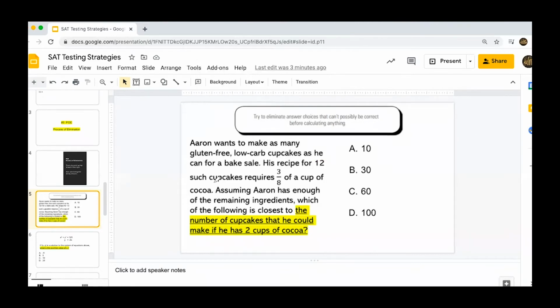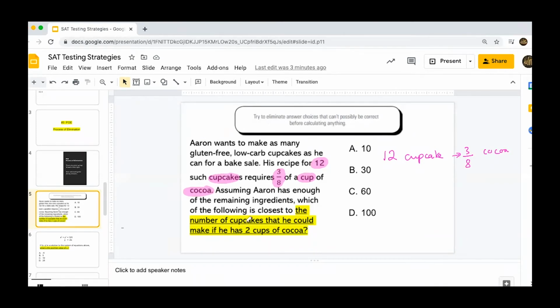He has 12 cupcakes that require 3/8 cup of cocoa, I think so. So here we go. So we have 12 cupcakes, and it's going to say you're going to need 3/8 cup of cocoa. And then the question: make sure you read the final question.